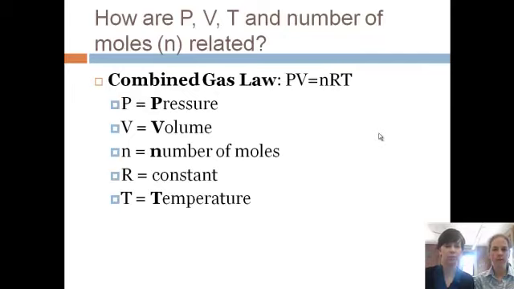So here we go. You've already seen all of these variables before, but let's quickly review what our variables stand for. In the ideal gas law, PV equals nRT. P stands for pressure, V stands for volume, N stands for the number of moles, R stands for a constant, which we're going to talk about in just a sec, and T stands for the temperature. And remember, that's always going to be in Kelvin, so you've got to convert if it's in Celsius.